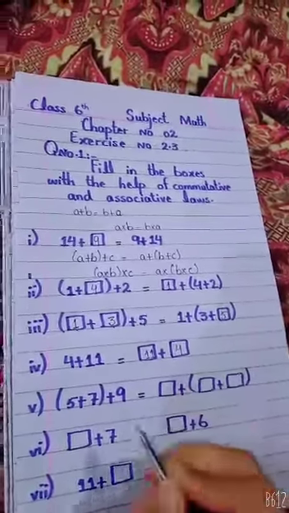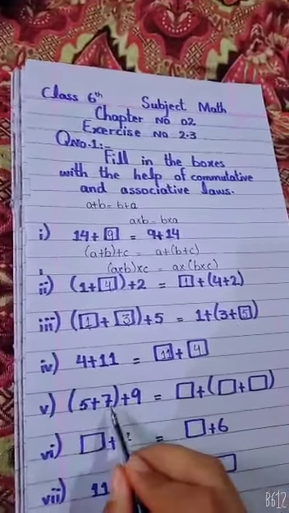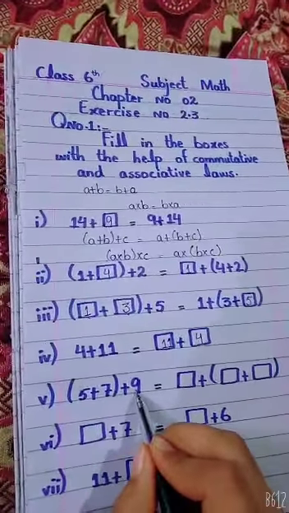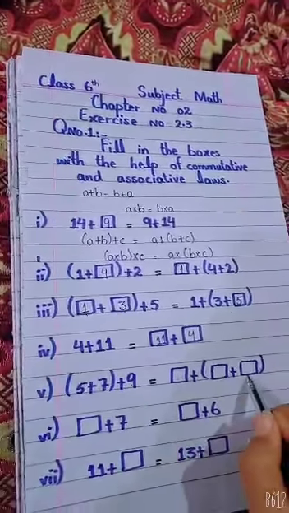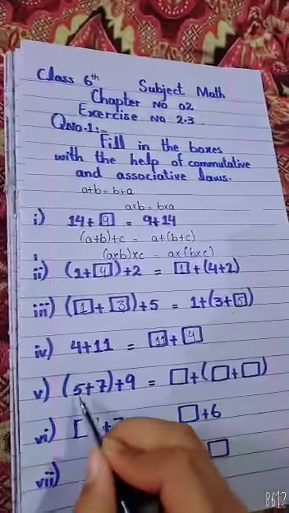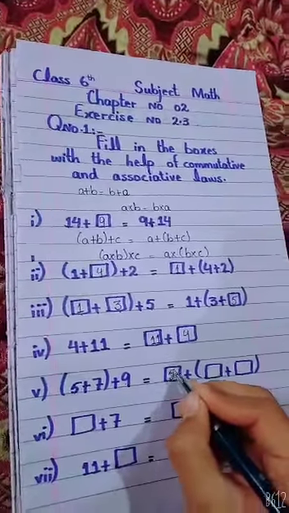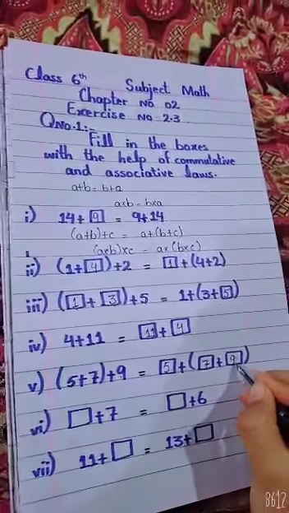here. In fifth part, the value of a is 5 and the value of b is 7, and the value of c is 9. In right hand side, a, b and c, their values are not given, so we will put these values. As we know that the value of a is 5, we will put, and the value of b is 7 and c 9.